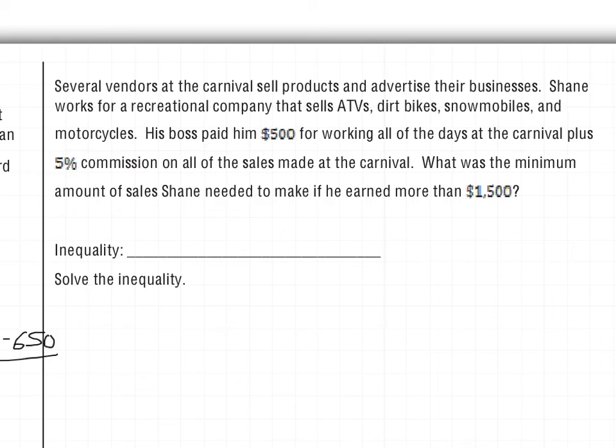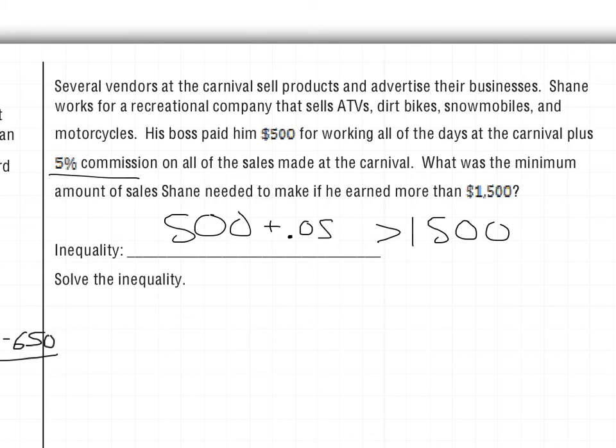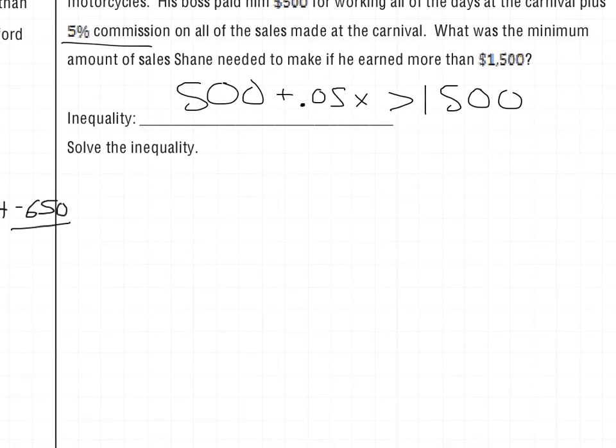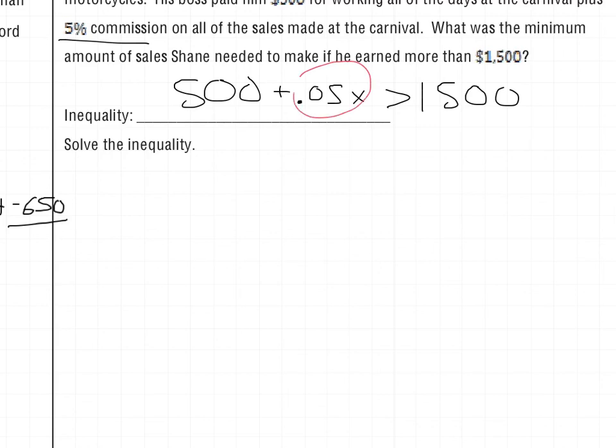So again, this is going to be greater than $1,500. He's making $500 plus however much commission he makes. So remember when we're determining the amount of commission, that's going to be 5% of his total sales. So that's 0.05 of his sales. And normally I'd put an S here, but I'm just going to put an x because S always gets confusing. So this should be our inequality. We should know right now, just looking at this, my coefficient here is positive, so this is not going to be reversed at any point in time.